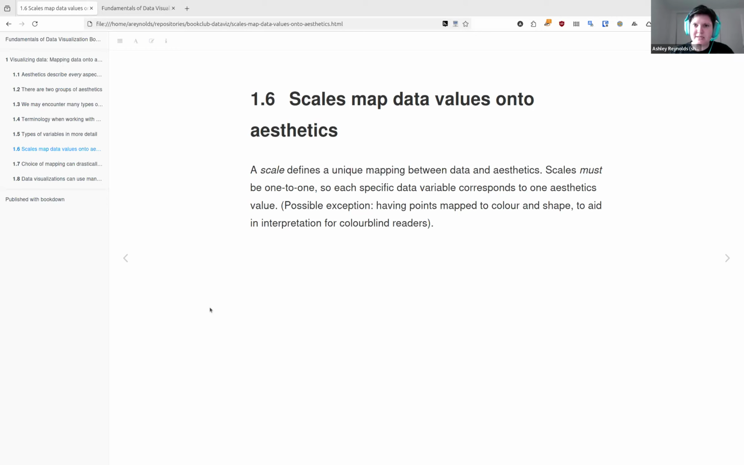A possible exception to the one-to-one, where each variable corresponds to only one aesthetic, that the author didn't talk about, but I thought of, is if you have points on a graph, you might want to map one variable to both color and shape, as a way to aid in interpretation for colorblind readers. So I think that's a possible exception to the one-to-one mapping that I would highlight specifically.